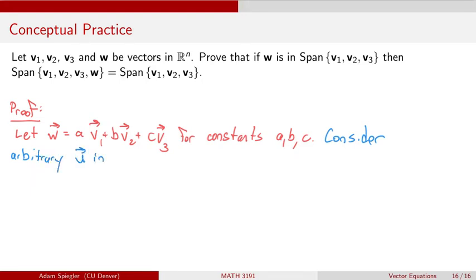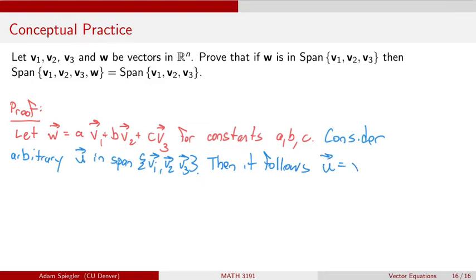Okay, so then let's consider some arbitrary vector. I'm going to call this u, which sits in the span of vectors v1, v2, and v3. So I'm going to start with a vector over here, and I want to prove that that vector is in the span of v1, v2, v3, and w. And this direction is pretty quick to show. Since u is in the span of v1, v2, and v3, that means it equals x1 times v1 plus x2 times v2 plus x3 times v3.